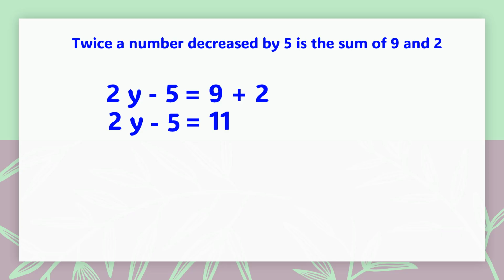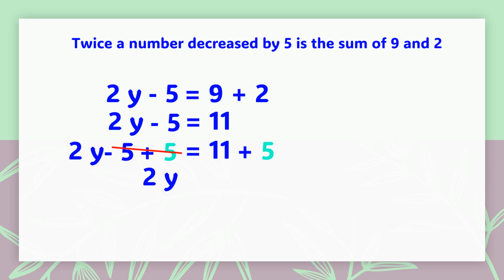We have to eliminate or remove minus 5. For that, we have to apply the opposite operation, that is plus 5 for minus 5. 2y minus 5 plus 5 is equal to 11. On the right hand side also we have to take plus 5. Then minus 5 and plus 5 get cancelled. 2y is equal to 16.